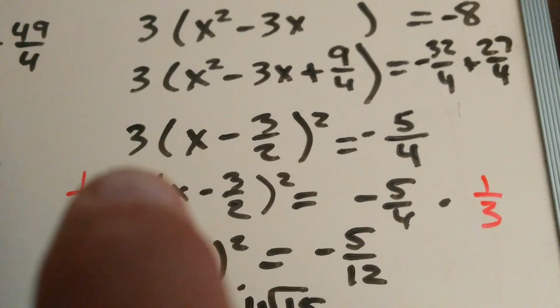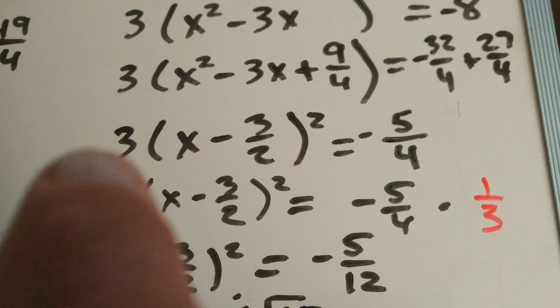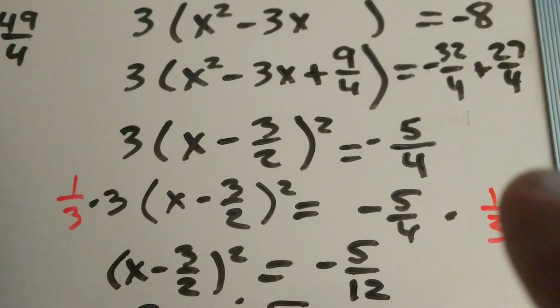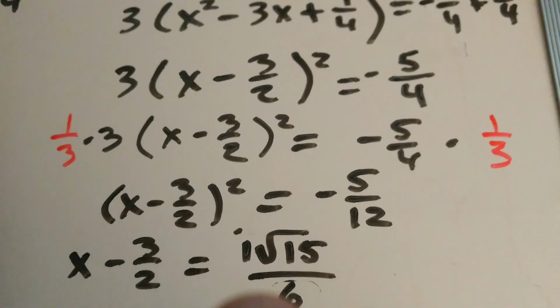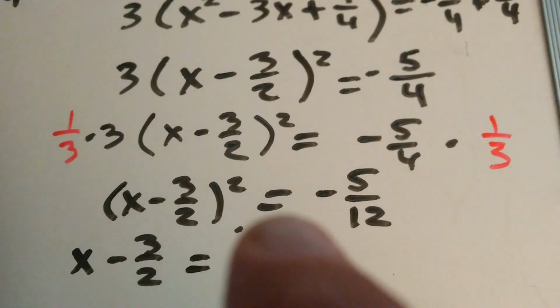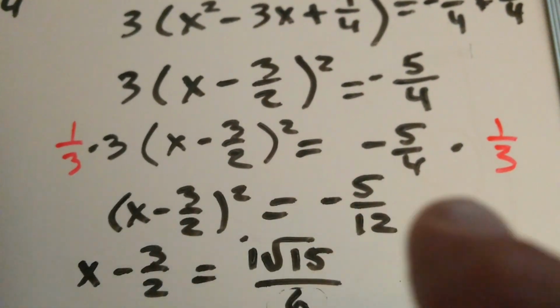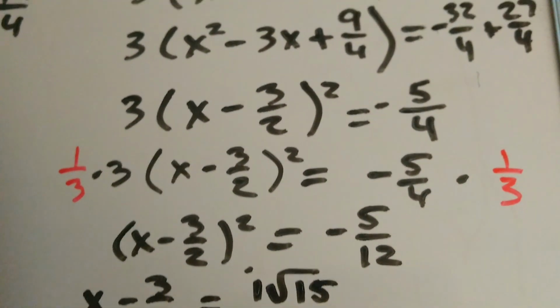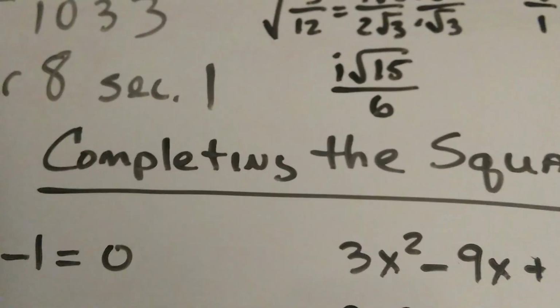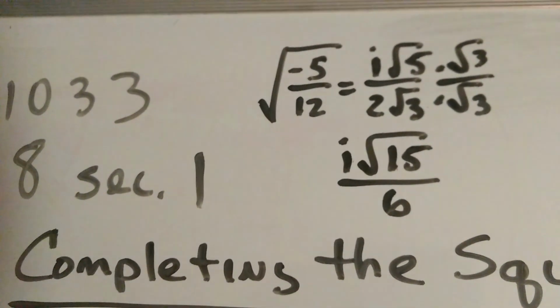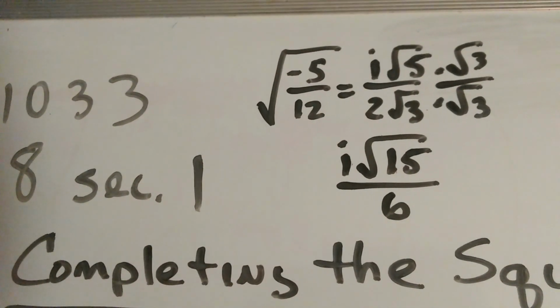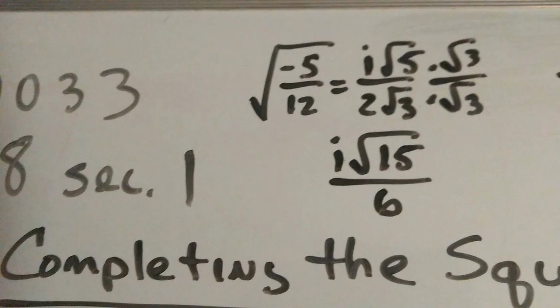Then what I do is I want to get rid of the 3 first. So I multiply by 1/3 on this side and 1/3 on this side. I get x minus 3 halves squared equals negative 5/12. I'm then going to take the square root of both sides. So when I take the square root of both sides, again, look at this. Square root of negative 5/12. I take the i outside and I have i square root of 5.